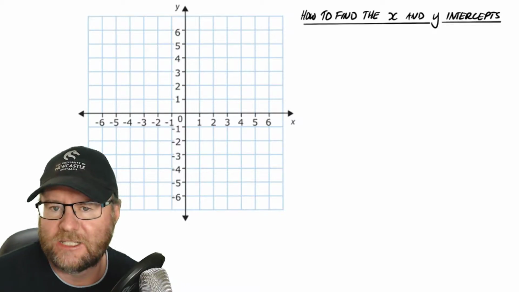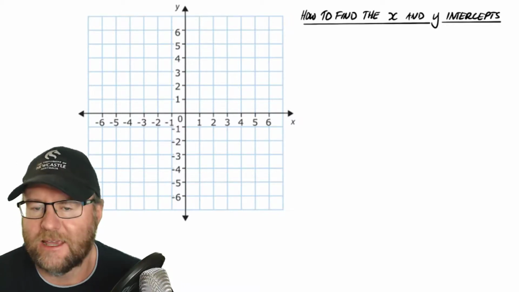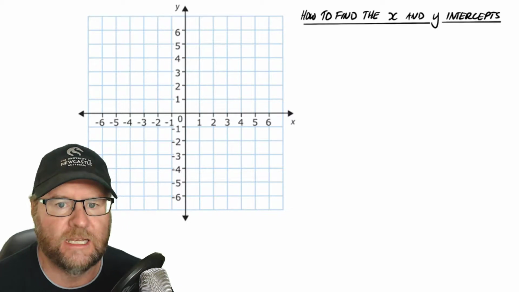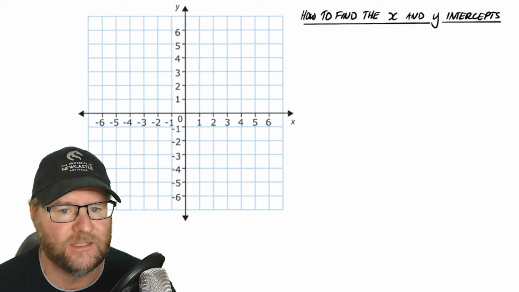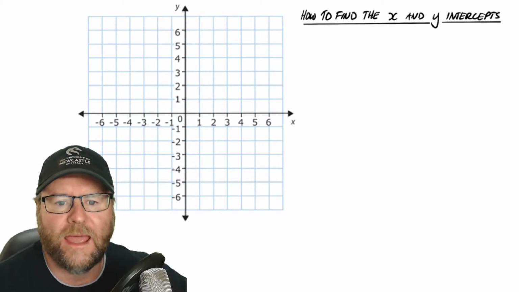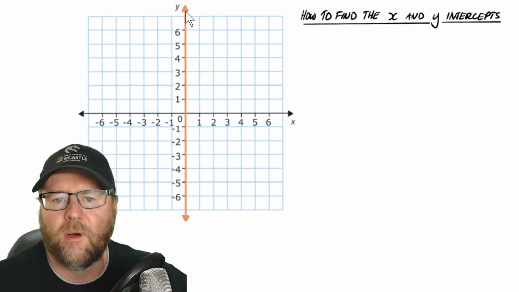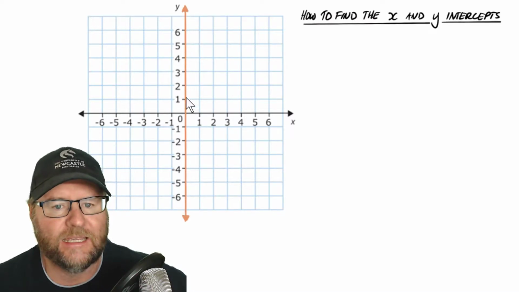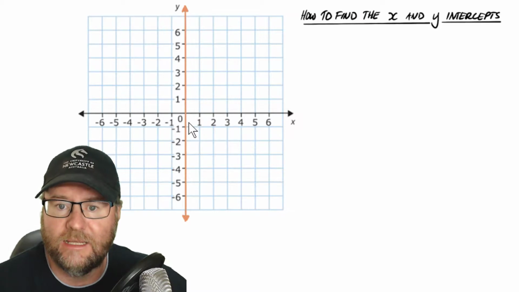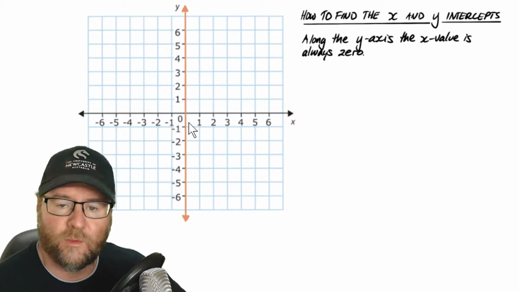Let's take a few minutes to talk about how we would find the x and y intercepts. So for a linear equation, where does it cut the x-axis and where does it cut the y-axis? Now you can see my y-axis, which I've colored here, is the one that runs vertically. And here's the important point.